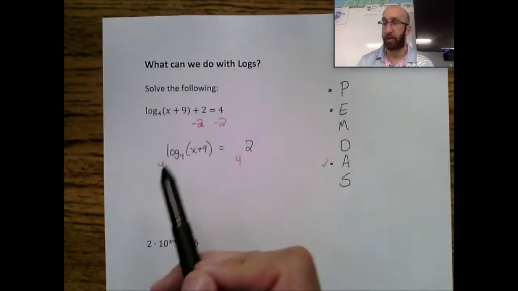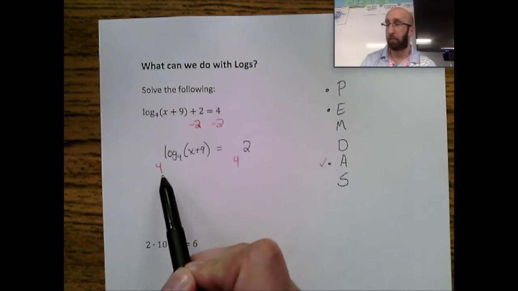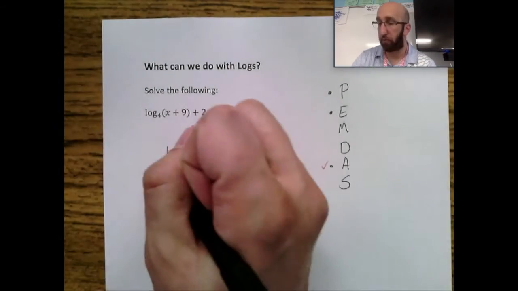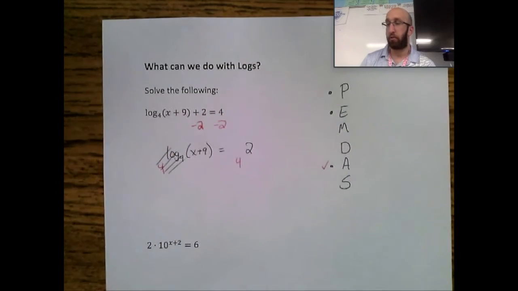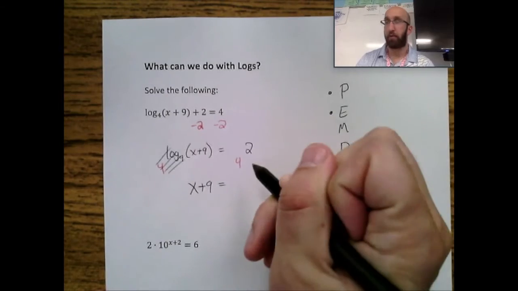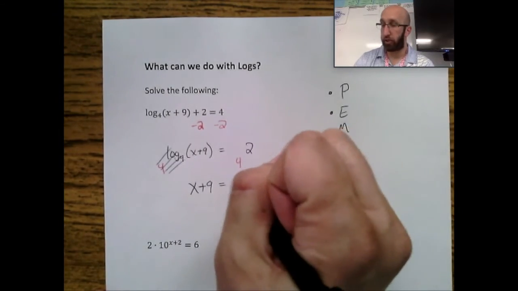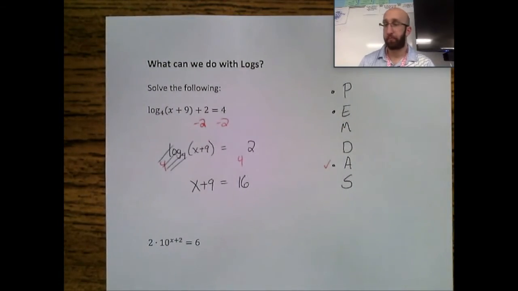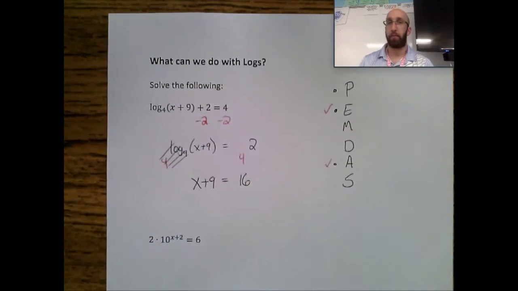What happens there is when you have an exponent with a base of 4 and a log with a base of 4, those are inverses, so they are gone. You just get a plain old x plus 9. And on the right side, we have 4 squared, which is 16. So I've taken care of the exponent piece there.